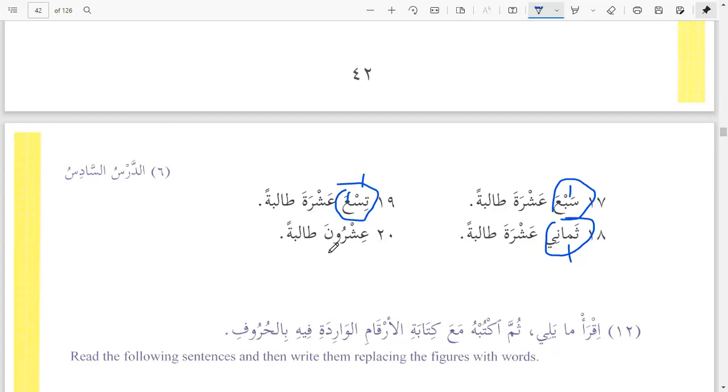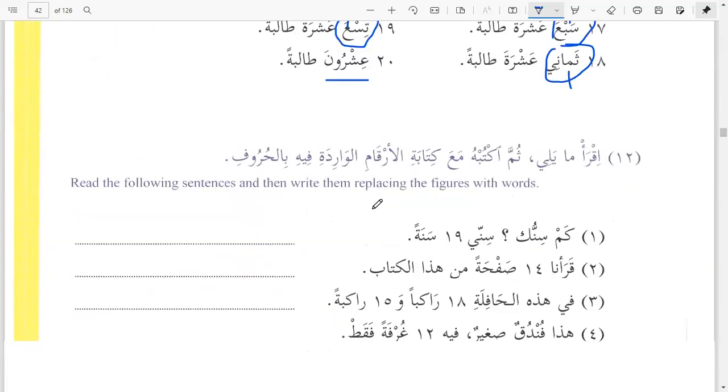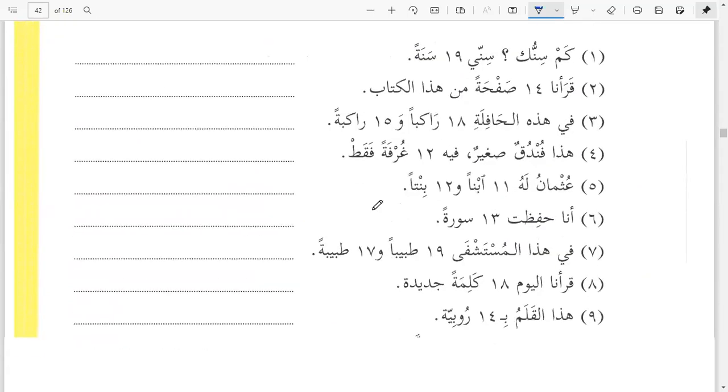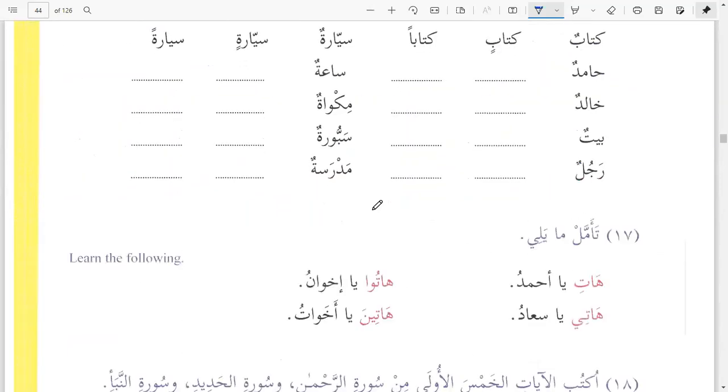Ishruna Talibatan. Ishrun we use for feminine and for masculine both. Ishrun Talibatan, 20 female students, and for the male students, we will also use Ishruna Taliban. Okay, so this is the counting, and this one we will do tomorrow, inshallah, because only 2 minutes remaining, we cannot finish it, so better we do it tomorrow.